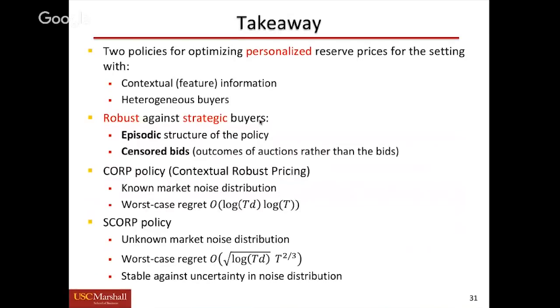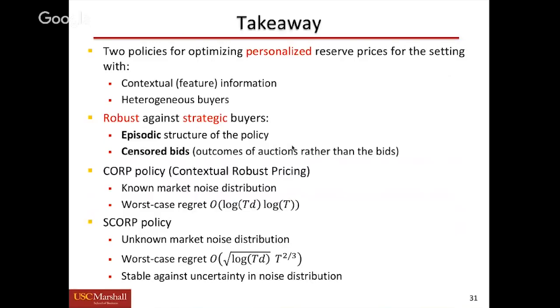Okay, so these are the takeaway messages. We propose two policies for optimizing the personalized reserve price. We consider the contextual setting, so you have these features for the product, and you have heterogeneous buyers in this setting. So one item could be evaluated differently by different buyers, and you have strategic buyers who are frequently interacting with the seller and want to maximize their long-term utility. We propose a robust algorithm against this strategic buyer.